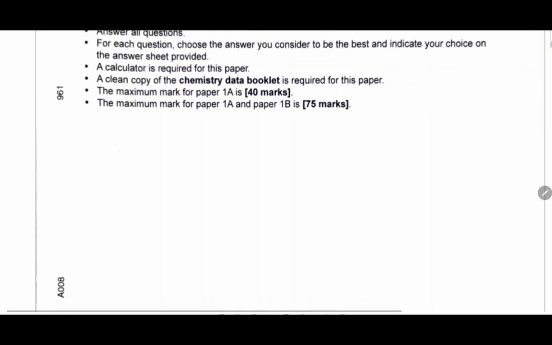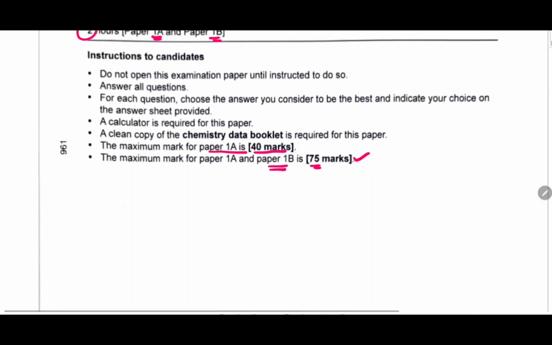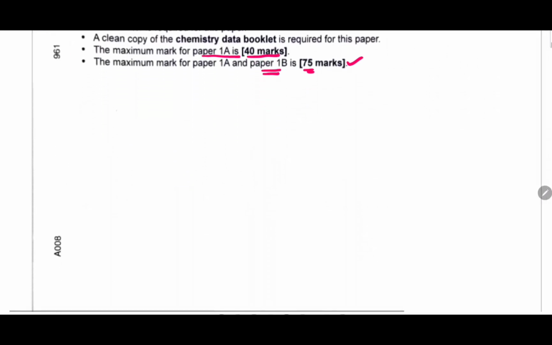It was your choice. Now, I hope we had completed this paper 1A in about 40 to 45 minutes, and the remaining paper 1B in the next 1 hour. The total marks were 75. This was the first paper of the new course held in 2025 May.